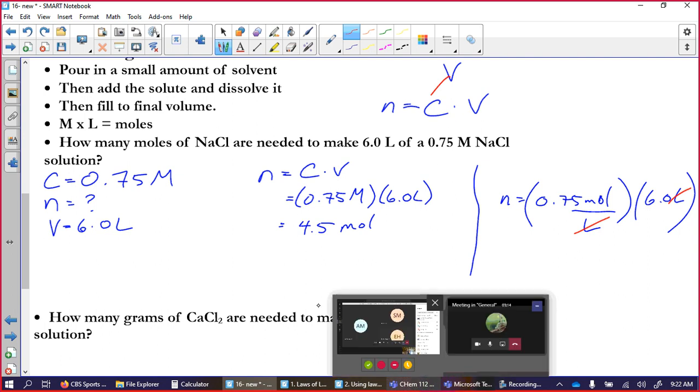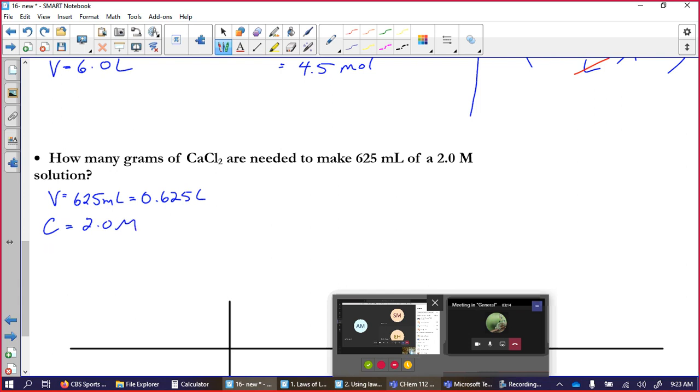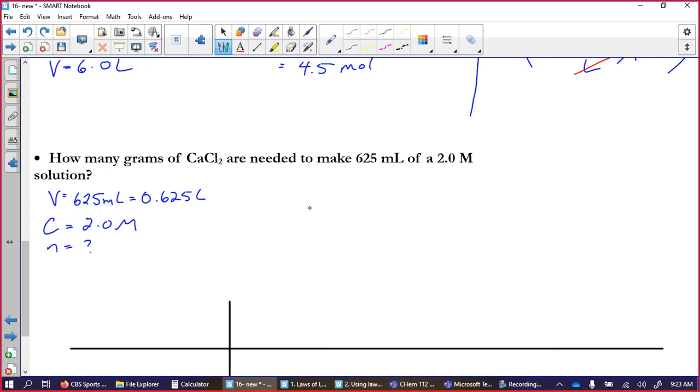All right, we'll do one more. How many grams of calcium chloride, we'll stop after this one, are needed to make 625 milliliters of solution? So some people like to just convert: 625 milliliters, well, that's 0.625 liters. Concentration is 2 molar. Well, there's our formula. How many grams? If I find moles, can we convert moles to grams? Yeah. This is where moles equals concentration times volume.